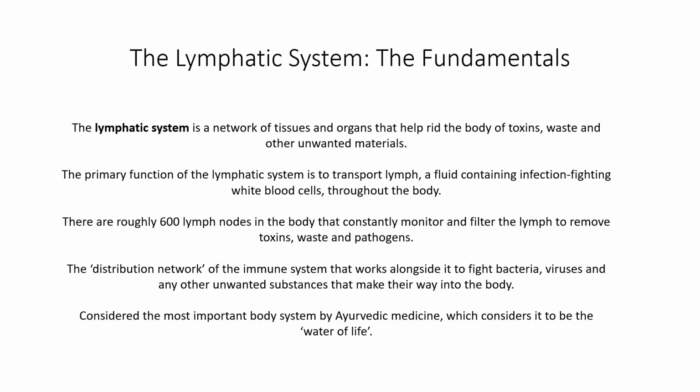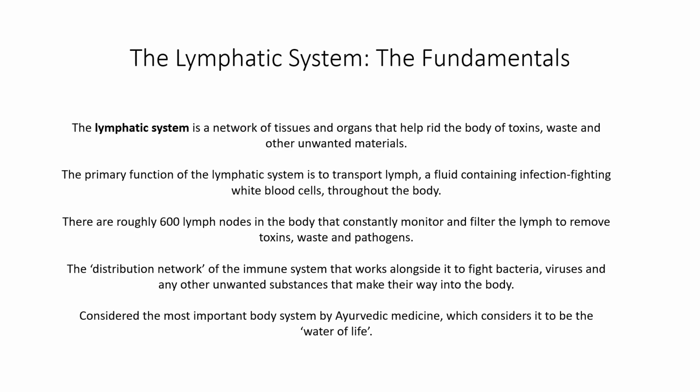So the fundamentals we need to know. The lymphatic system is a network of tissues and organs that helps rid the body of toxins, waste, and other unwanted minerals or materials. The primary function is to transport lymph, which is a fluid containing infection-fighting white blood cells around the body. There are roughly 600 lymph nodes in the body that constantly monitor and filter the lymph to remove these toxins, waste, and other pathogens.